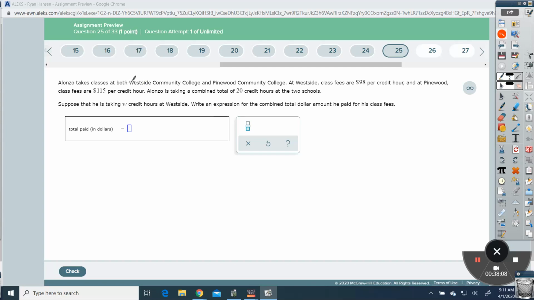So it says Alonzo takes classes at both Westside Community and Pinewood Community. At Westside, classes are $98 per credit hour. And at Pinewood, class fees are $115 per credit hour. He's taking a total of 20 credit hours. So suppose that he is taking W credit hours at Westside. Write an expression for the combined total dollar amount he paid for his class fees.